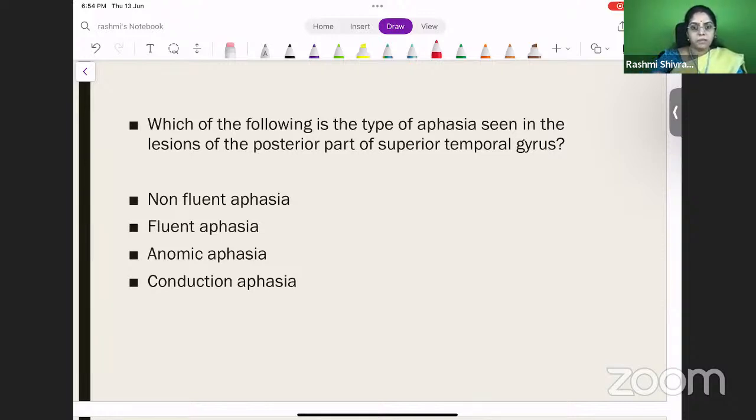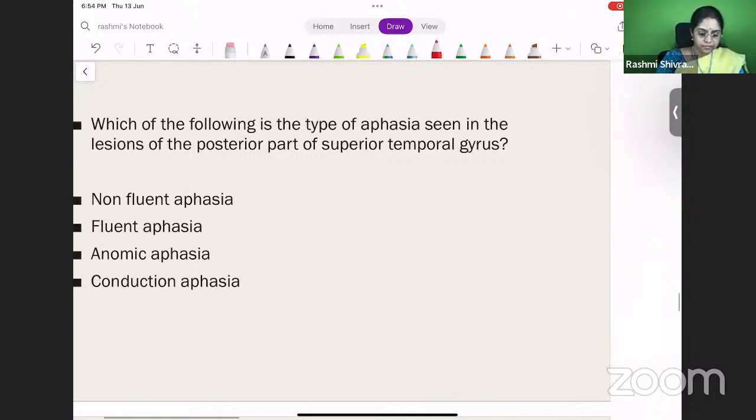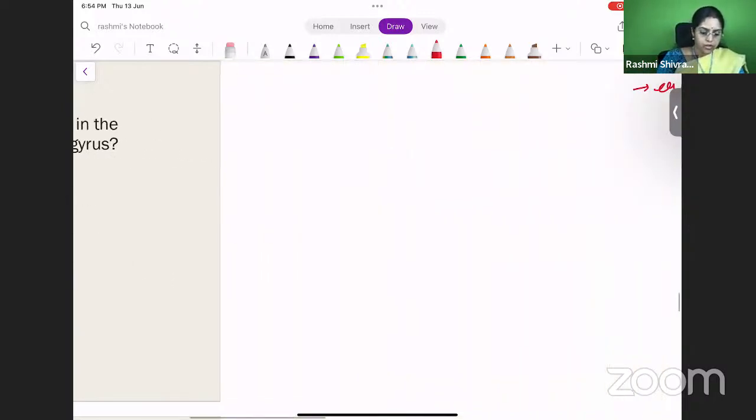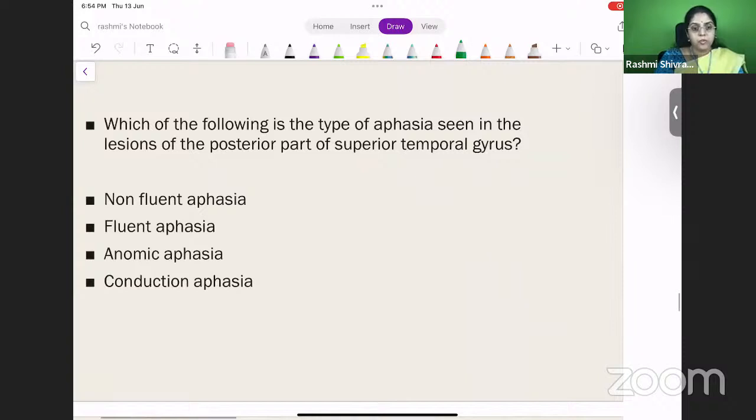It's just a play of words. It's a very straightforward question actually. So before we go on to that, one of you can answer this question. I'll just put up the question again.